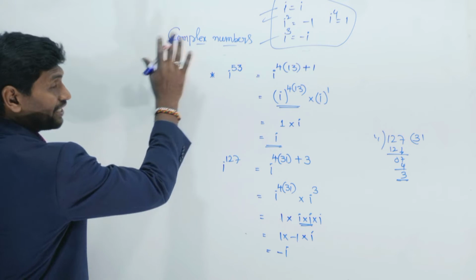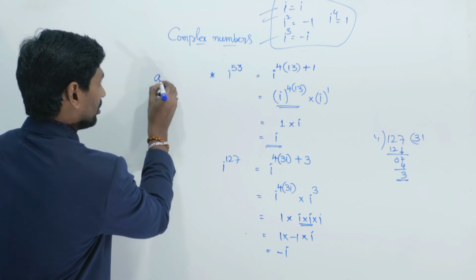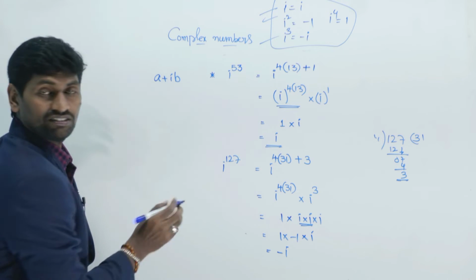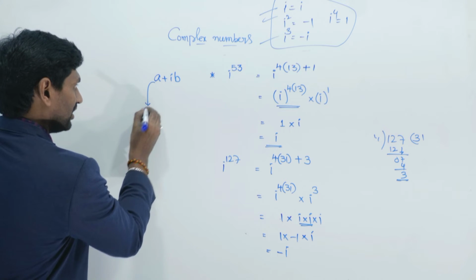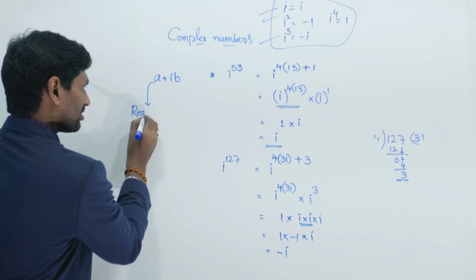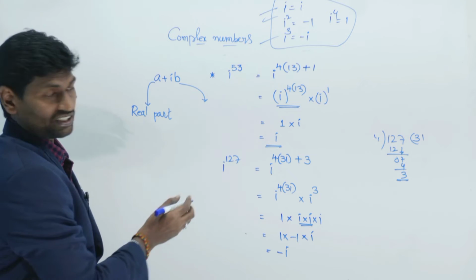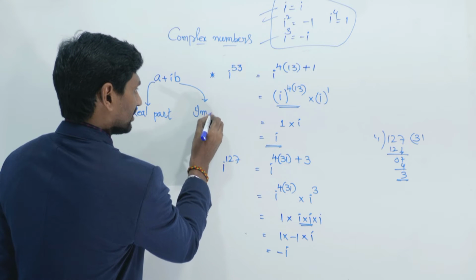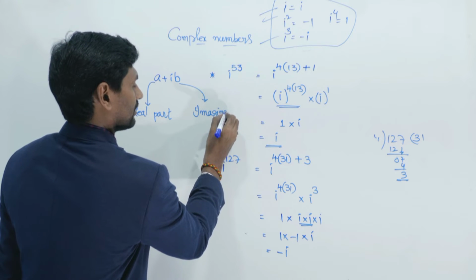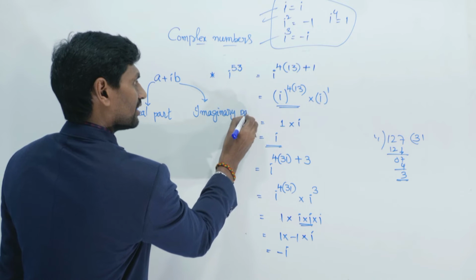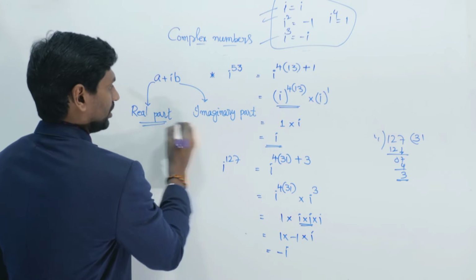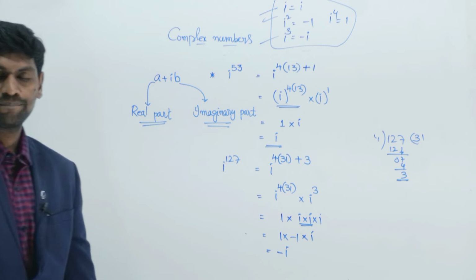And also, complex numbers are in the form a + ib, right? Where a is called the real part, and b is called the imaginary part. Okay? Real part, imaginary part.